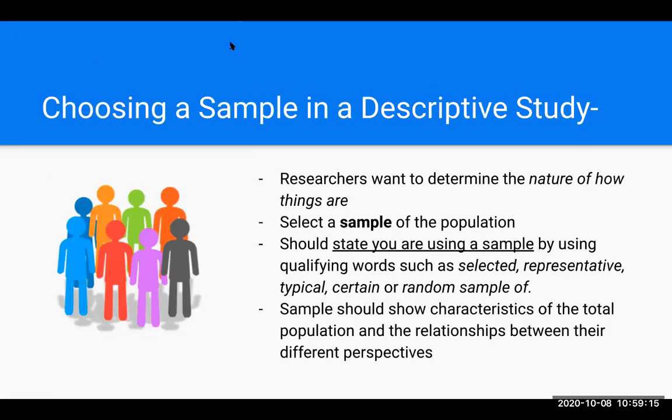Choosing a sample in a descriptive study. Researchers want to determine the nature of how things are. To do so, they select a sample of the population. Throughout your paper, you should not be referencing the population, but rather using words that describe the sample, such as selected, representative, typical, certain, or random of sample. The sample should show characteristics of the total population and the relationships between their different perspectives.